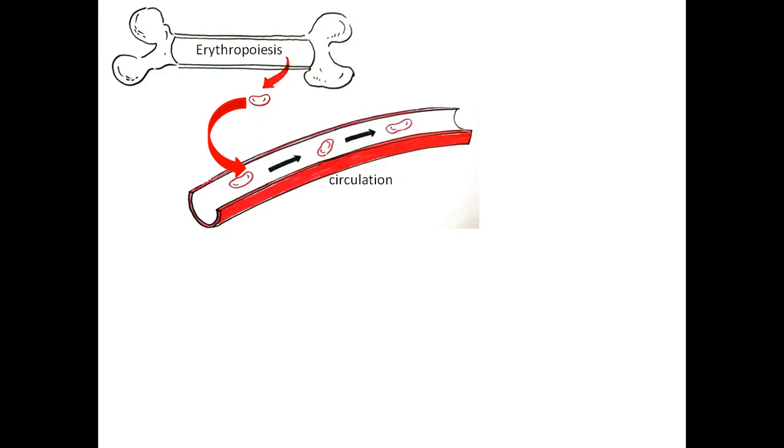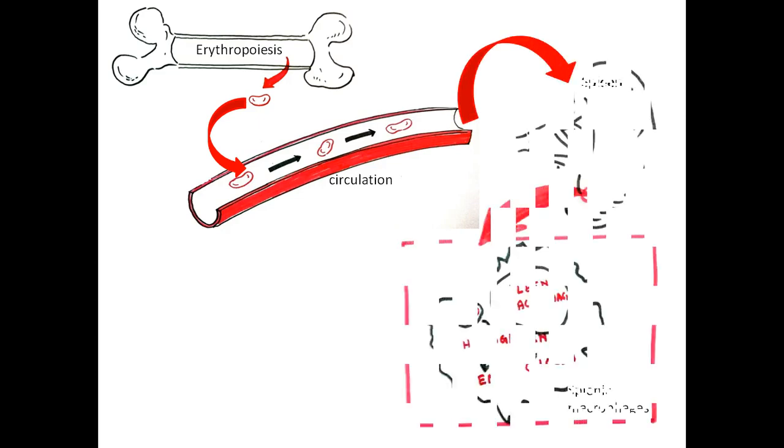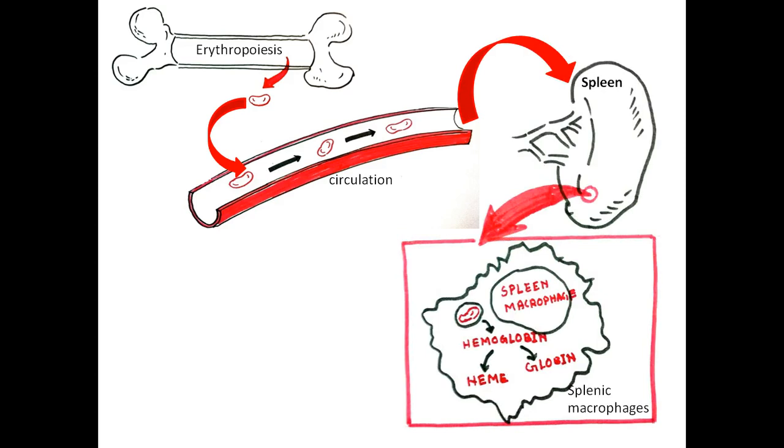After 120 days, when RBCs grow old, they reach the spleen. So the spleen is the graveyard of RBCs. In the spleen, there are splenic macrophages. These macrophages take up those old RBCs and degrade them.